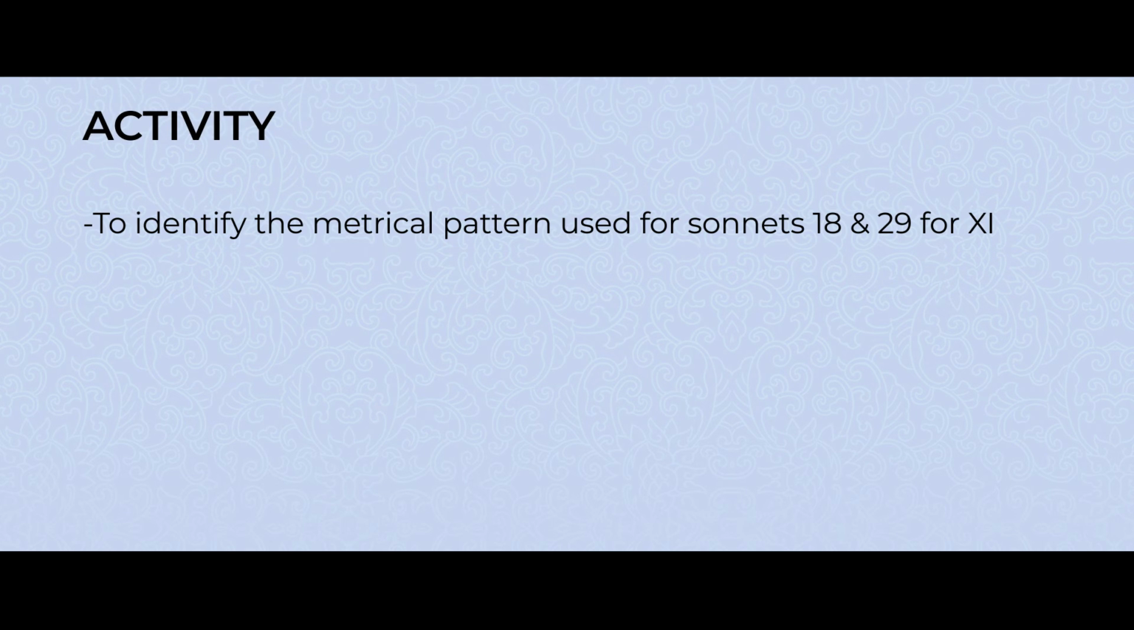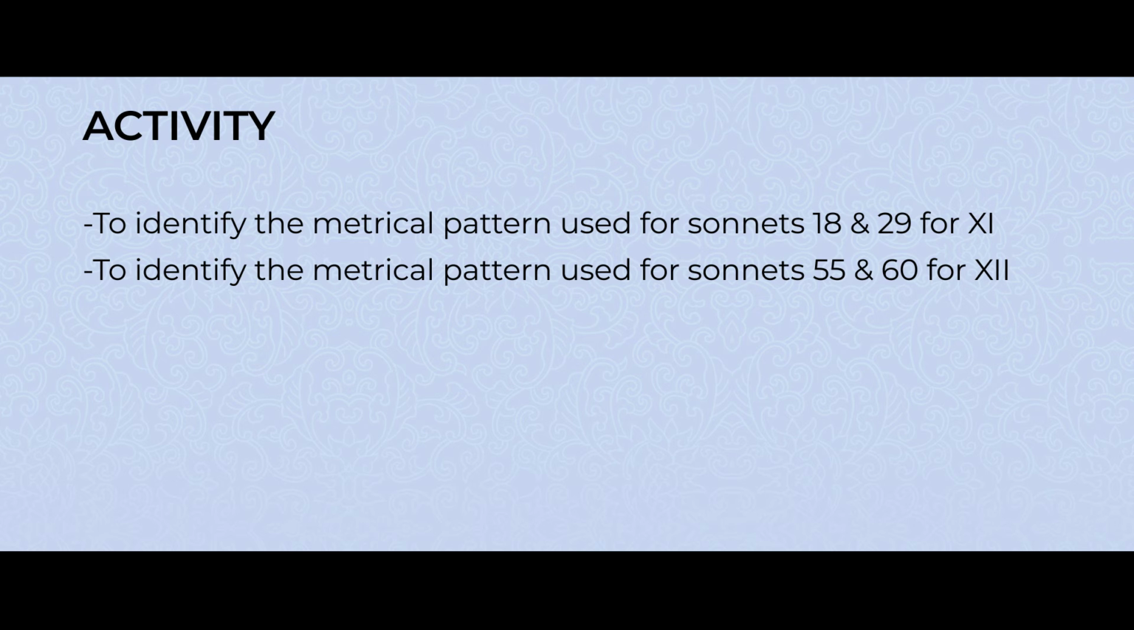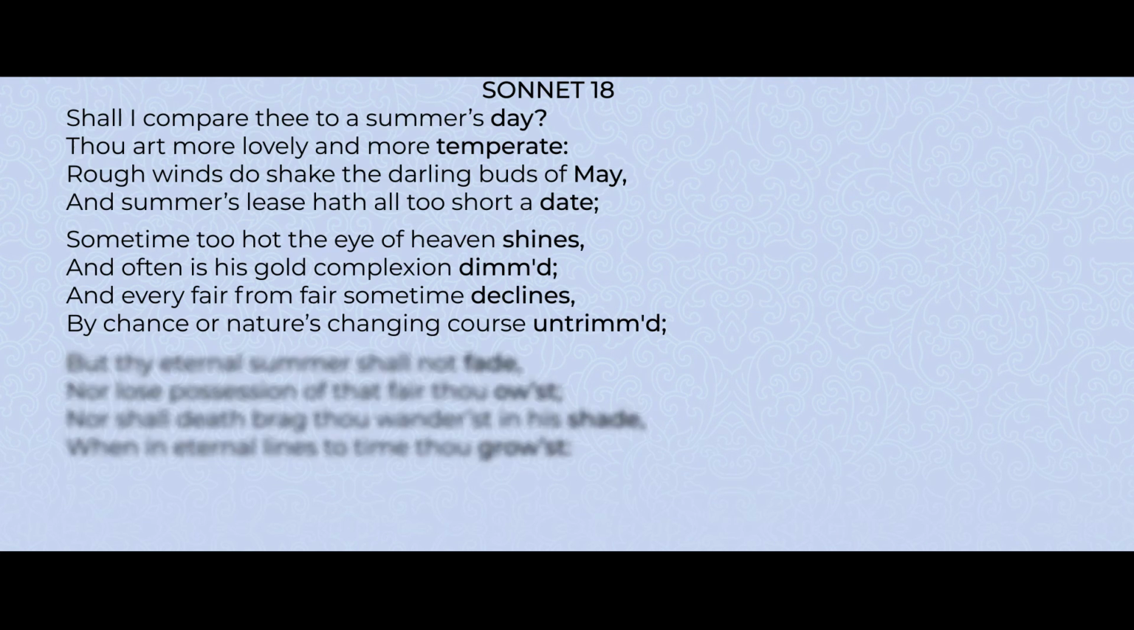The next activity for you all is to identify the metrical pattern used in Sonnet 18 and 29 for class 11 students, and the metrical pattern used in Sonnet 55 and Sonnet 60 for class 12 students. To move on, we have already learned that Shakespearean sonnets can be broken down into 4 sections, namely 3 quatrains and a couplet. These quatrains and the couplet have their own functions.